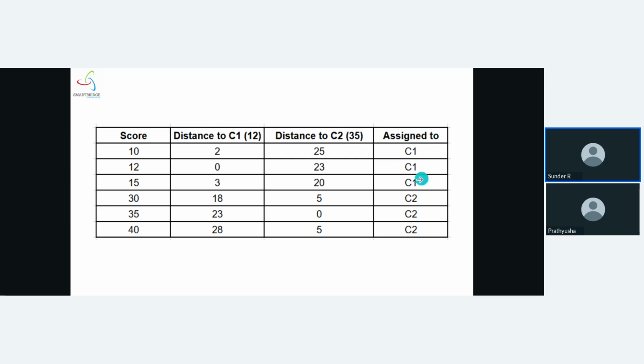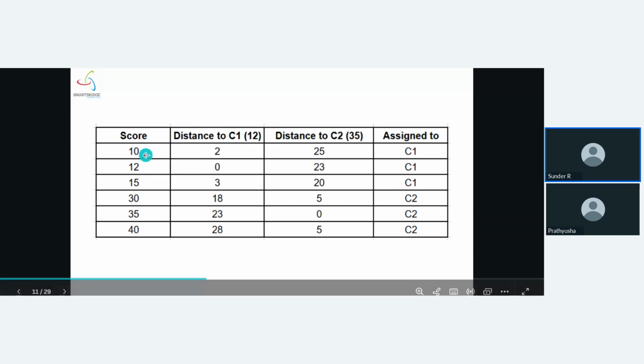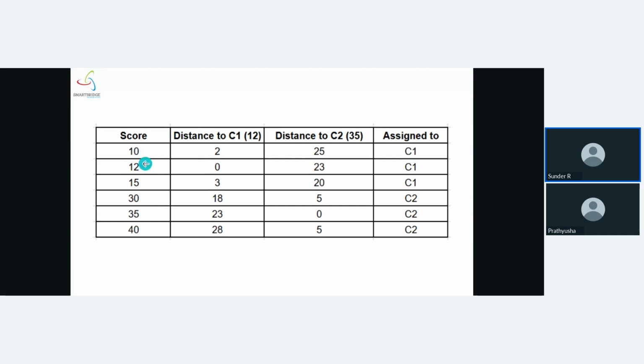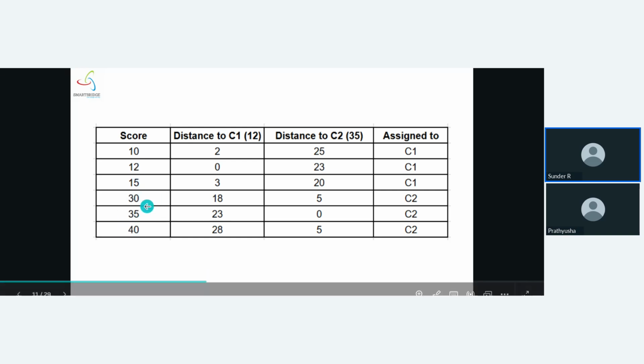The remaining can be C2 itself. In that case, you have to find the mean of the first two, that is 10 plus 12 divided by 2. So that will be the value for the C1. And the remaining 4 will be the value after finding the average of these 4 values. You will have the value for C2. That is your new centroid value.